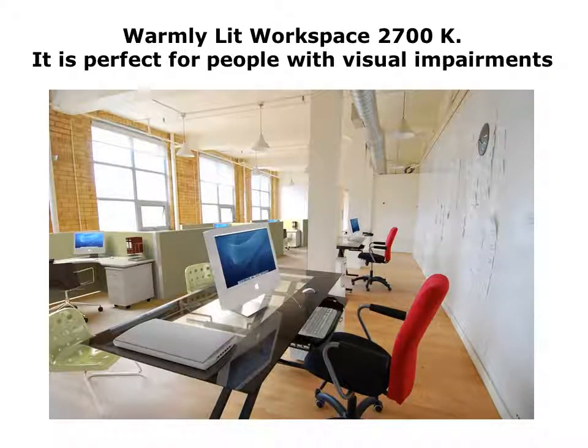This is a workspace at a design firm, and this is also lit with 2700K lamps, but it also has a lot of natural light so that you can't even really tell that the lamps are on because the natural light is so abundant in the room. And this is a situation that's really good for people with visual impairments, although someone with albinism would probably have to turn around and put their back to the windows.